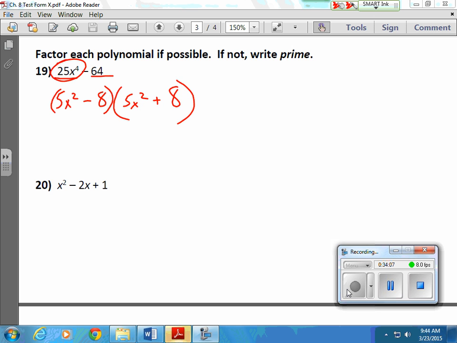Now, that one can't be factored. Can that one be factored? Not a difference of perfect squares. And there's nothing I can take out to make it that way. So I end up having to stop there. It is not prime. If there was any step past the original, it's not prime.